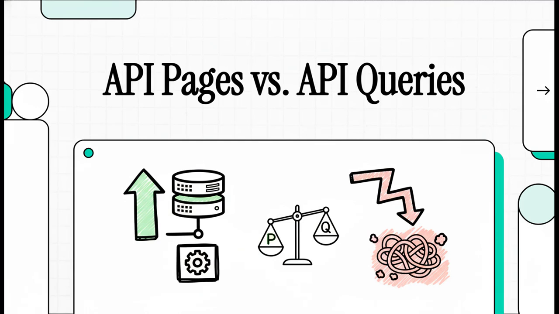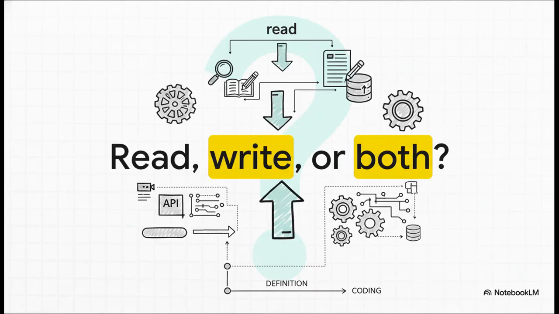All right, welcome. Today we're going to tackle a really critical decision for anyone working with Microsoft Business Central: API pages versus API queries. And look, choosing the right one is the difference between a super fast, reliable integration and one that's, well, plagued with problems. It all boils down to this one simple question.